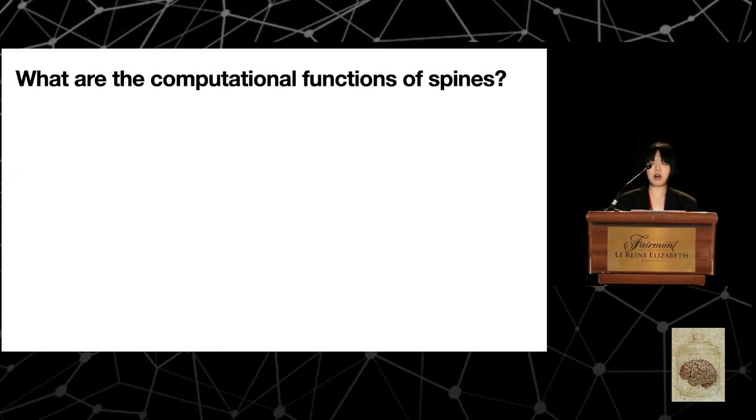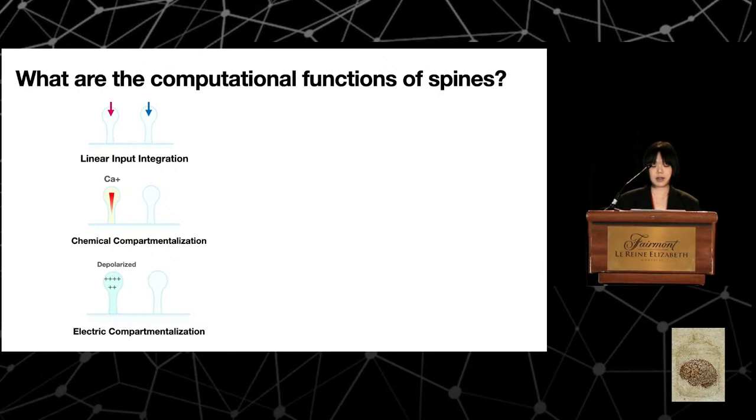So what are the computational functions of spines? This has been a mystery for quite a while now. But there have been multiple proposals for what that purpose may be. And we can generally summarize these into three hypotheses. One is linear input integration. Spines may serve as ways to linearly combine input from different presynaptic sources. Second is chemical compartmentalization. In particular, calcium compartmentalization by spines could shape long-term synaptic plasticity at individual synaptic sites. And finally, spines may be electrically isolated compartments if the spine neck resistance is sufficiently high.